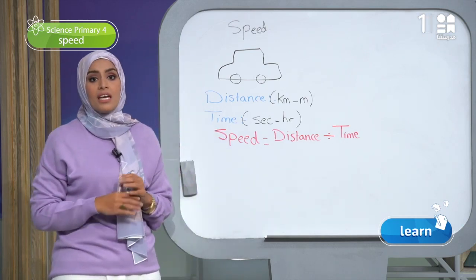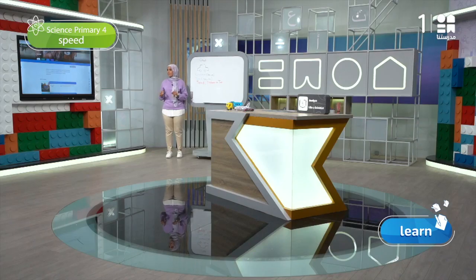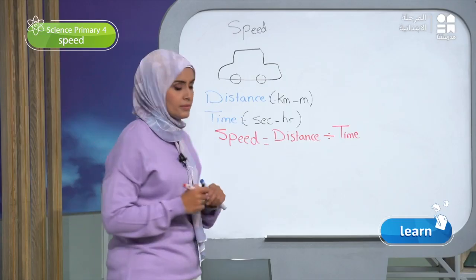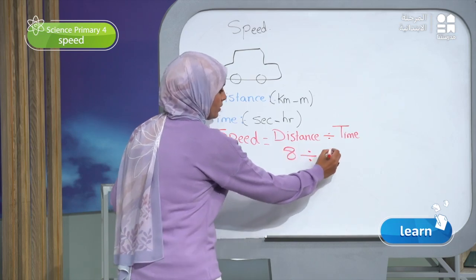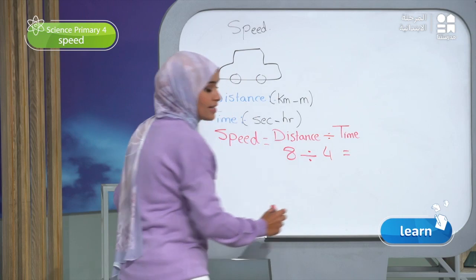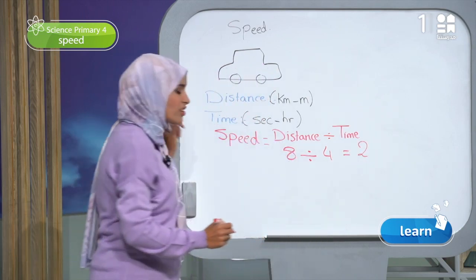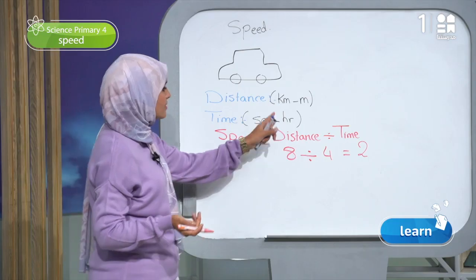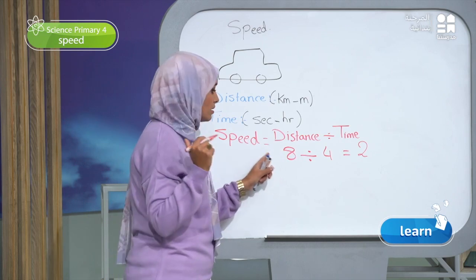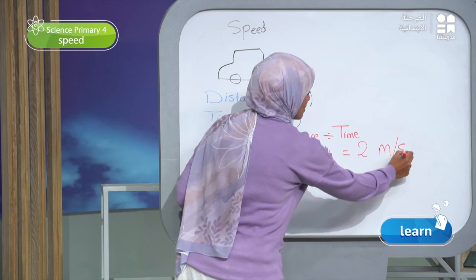Okay? Now, if I told you that it takes 4 seconds to do this, we can then divide the distance, which is 8, by the time, which is 4. So the distance was 8 divided by 4. So my result is 2. The speed is 2. Can I leave it like that without a unit? What is the unit? We said the distance was in meters and the time was in seconds. So my unit is meter per second.